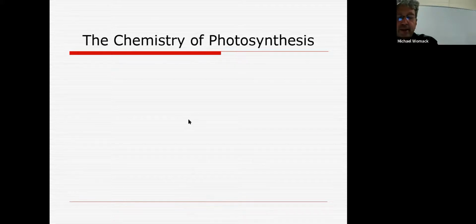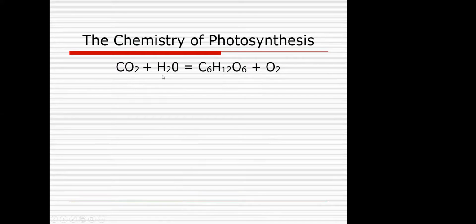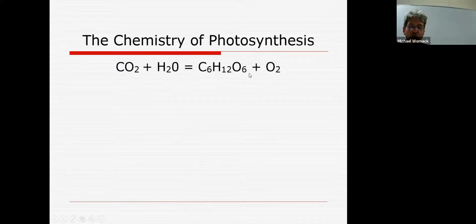The chemistry of photosynthesis is carbon dioxide, or CO2, plus water, H2O, gives you a simple sugar molecule. This is a simple sugar, C6H12O6, and then there's extra oxygen. So this is the product, the carbohydrate, C6H12O6. That's the product of photosynthesis. This is the byproduct over here, okay? So carbon dioxide plus water gives you sugar and oxygen.